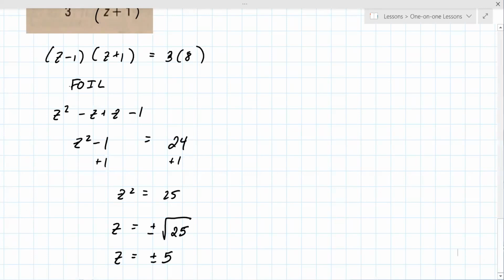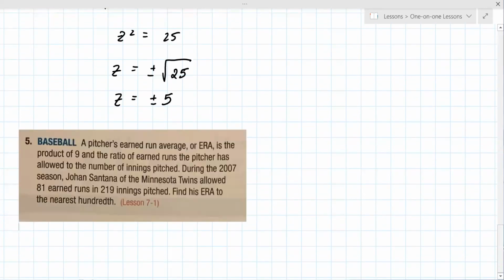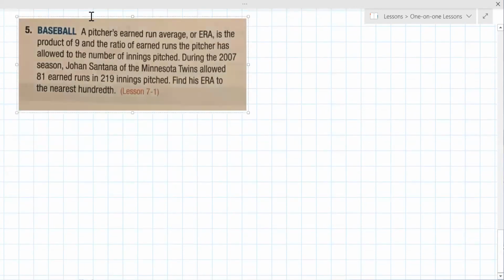5 is the story problem or word problem. That's probably setting up some sort of proportion, because that's what you did in the first 4 problems. So we'll assume that's the case. A pitcher's earned run average, or ERA, is the product of 9 and the ratio of earned runs the pitcher has allowed to the number of innings pitched. During the 2007 season, Johan Santana of the Minnesota Twins allowed 81 earned runs in 219 innings.